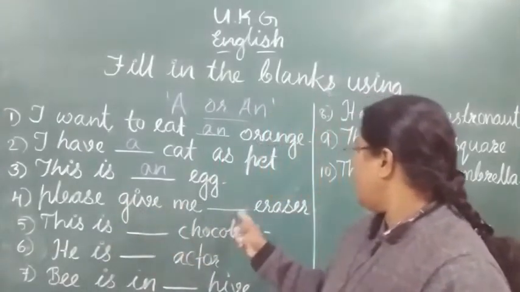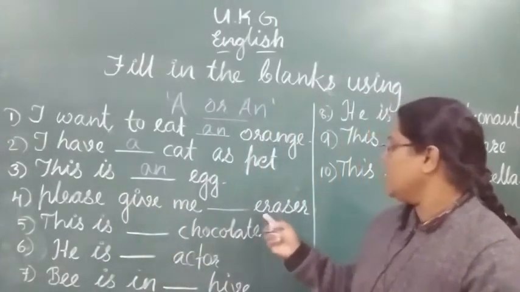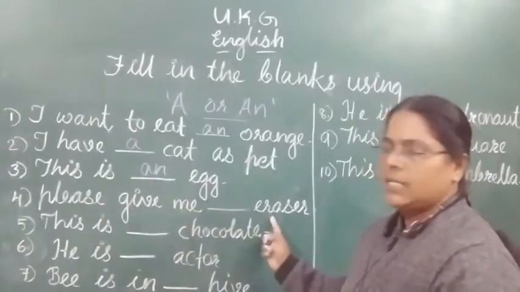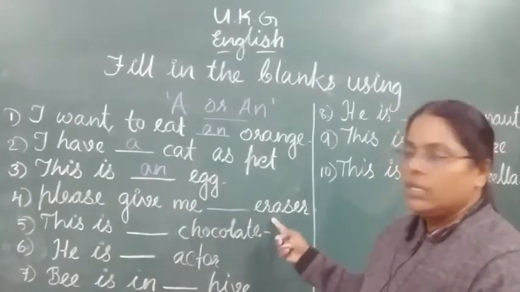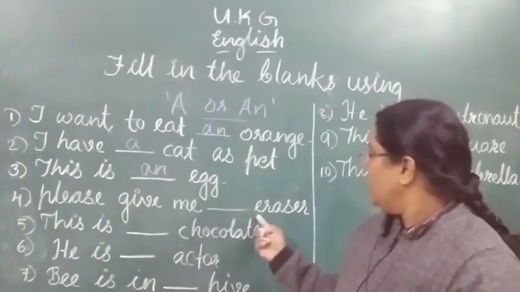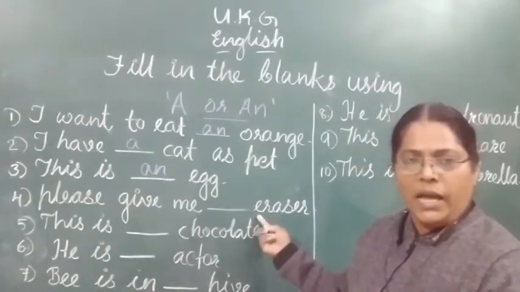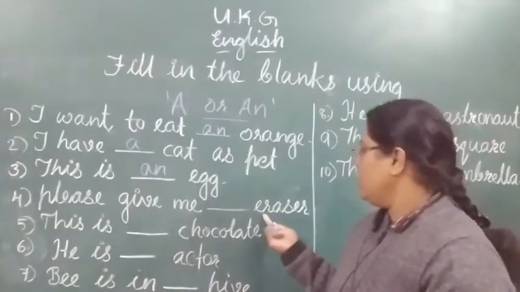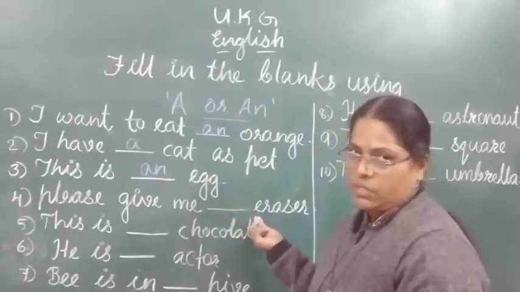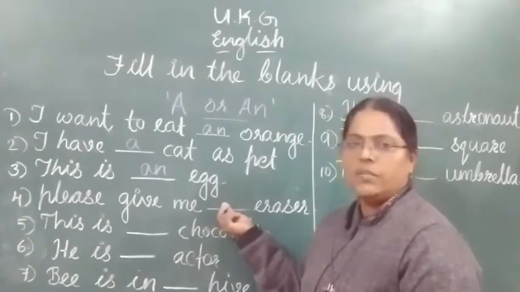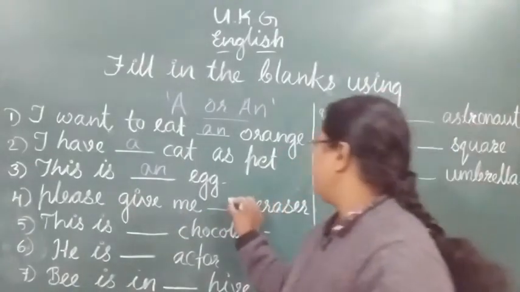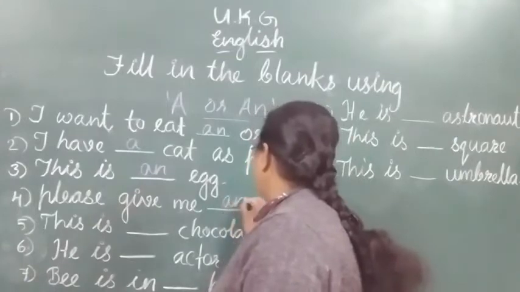Okay, next one. Please give me dash eraser. What is the spelling of eraser? E-R-A-S-E-R, eraser. This word begins with which letter? E. What is special about this letter E? It is a vowel sound. So we will use an here. Please give me an eraser.